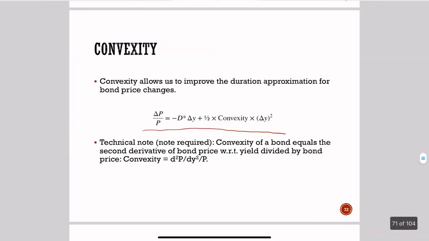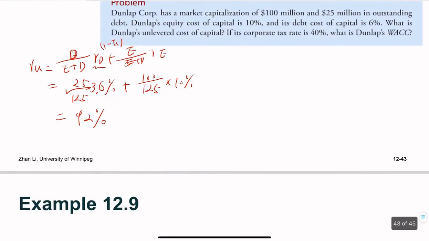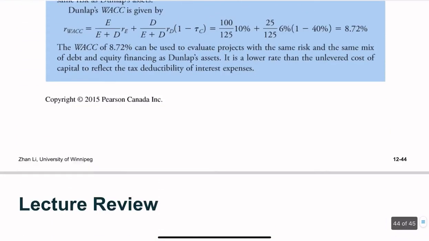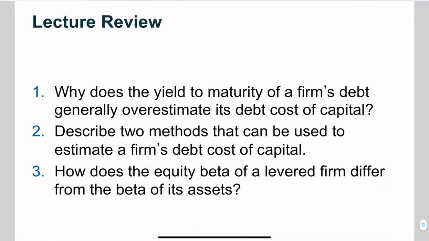So this gives us 8.72%. Of course, we're actually calculating WACC here. This one is like the simplest calculation in this chapter, right? Just plugging numbers. Okay, let's end this chapter with 3 questions.